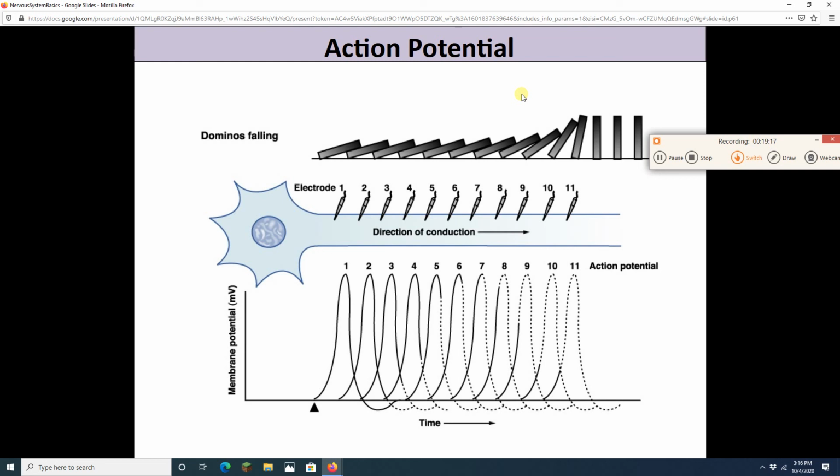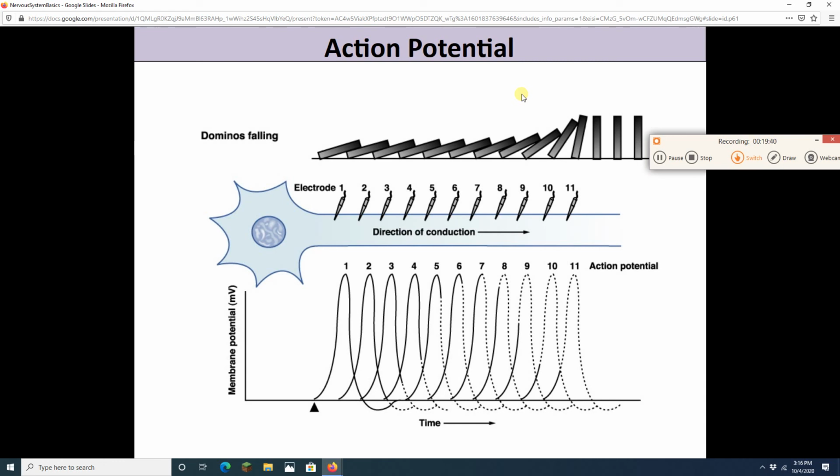A great analogy for an action potential is a row of dominoes. Maybe you did this as a kid. I know I did. Set up some dominoes, knock over that first one, it knocks over the second, the third, the fourth, and so on. Once you hit that first one, it goes all the way to the end. As long as you set it up properly, it goes all the way to the end.